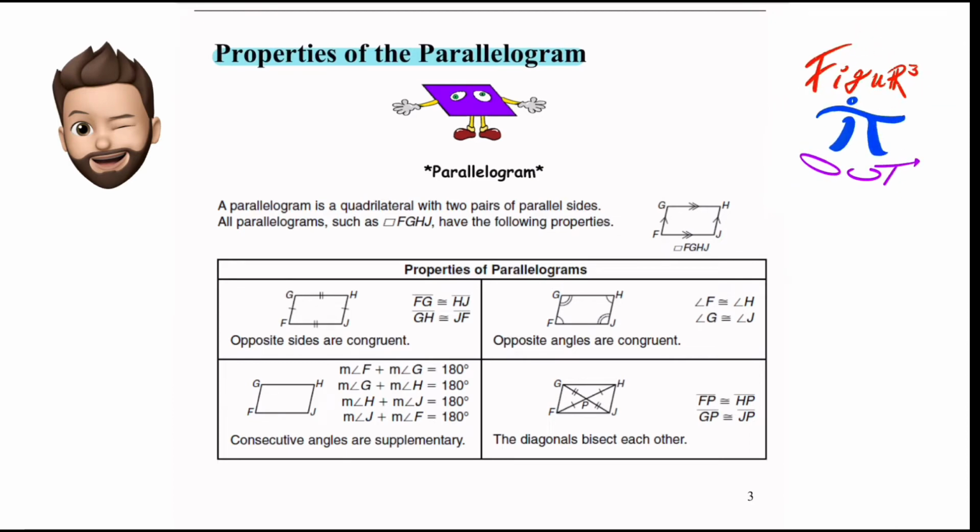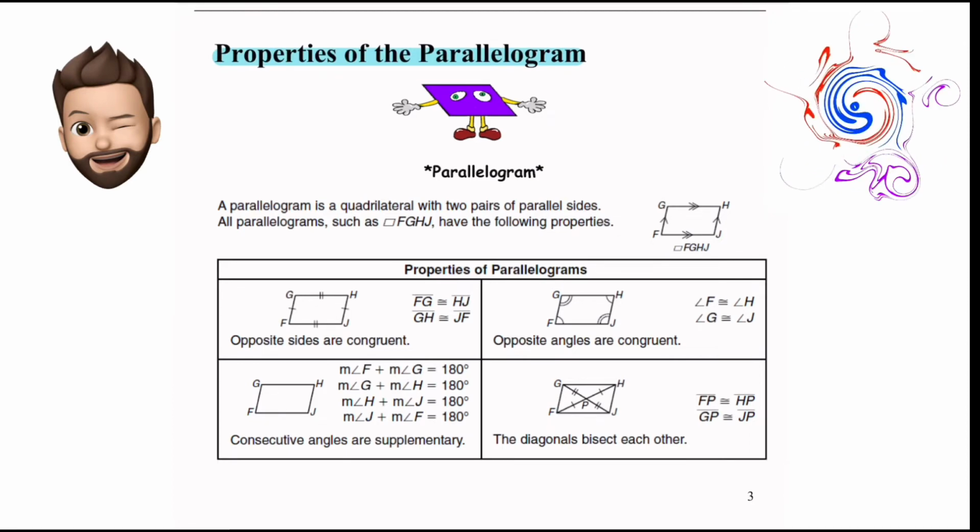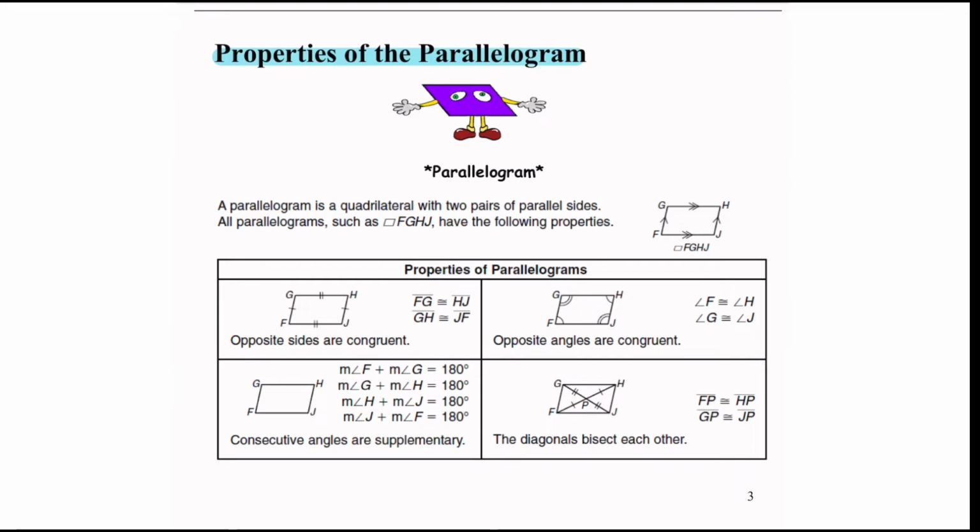We start with the properties of parallelograms. A parallelogram is a quadrilateral with two pairs of parallel sides. Two pairs. One pair, second pair. All parallelograms, such as FGHJ, have the following properties.